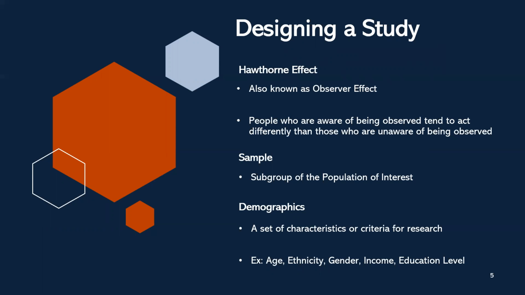A sample is a subgroup of the population of interest. For example, if we want to study mental health care in our country, our population of interest is people with mental health problems in the US. And then our sample could be people from the US who are aged 30 to 40 years old and have mental health problems. An important aspect of determining your sample is deciding which demographics or characteristics you want your sample to have. Examples include participants' age, ethnicity, or gender.